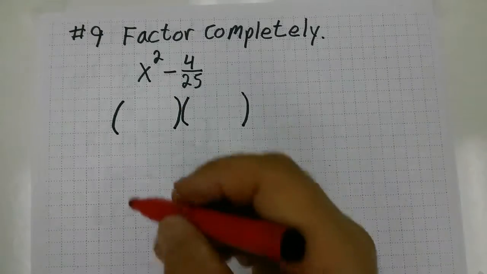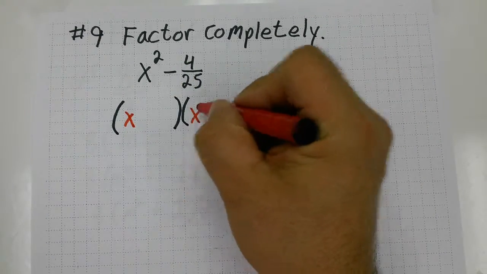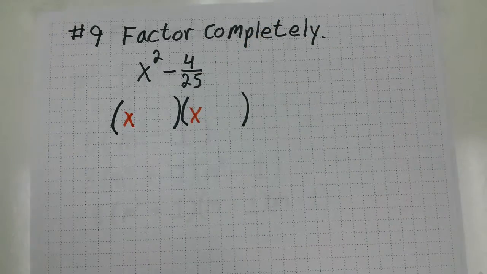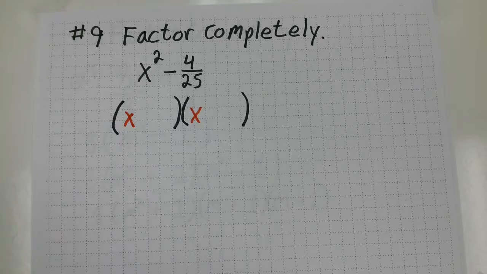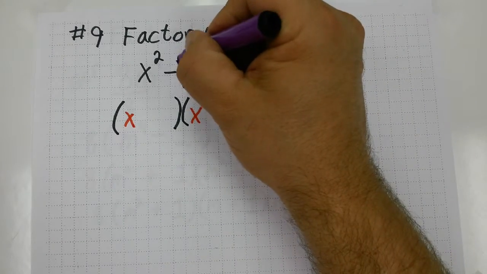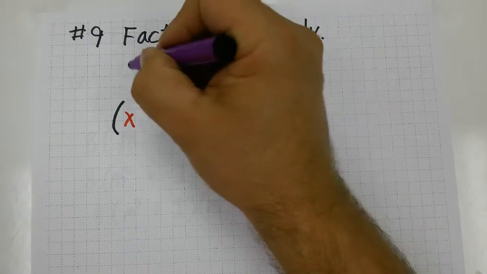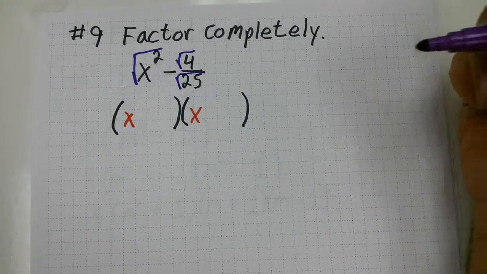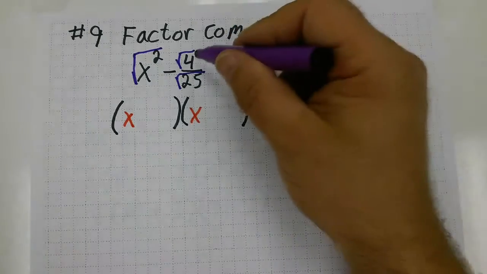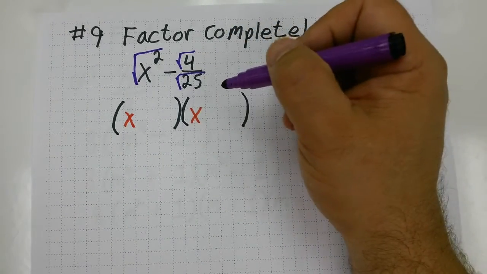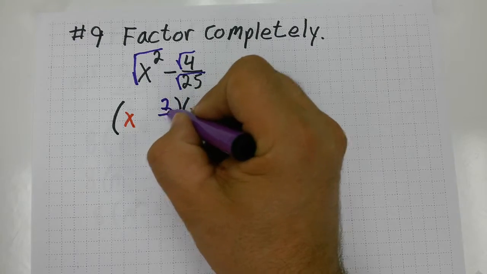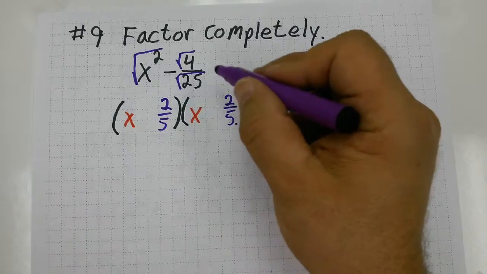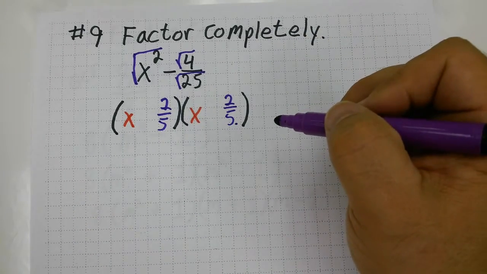equals x squared. So x times x equals x squared. Now what fraction times what fraction equals 4 over 25? Basically what you want to do is square root everything when you do a difference of perfect squares. If you square root x squared, you get x, and you double it down. So the square root of 4 is 2, and the square root of 25 is 5. So 2/5 times 2/5 can multiply together to equal 4 over 25.